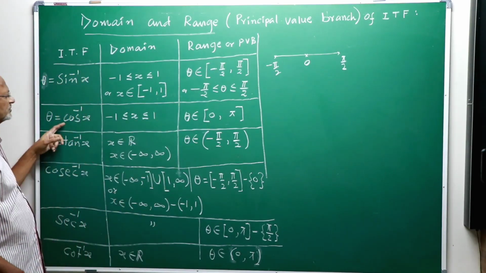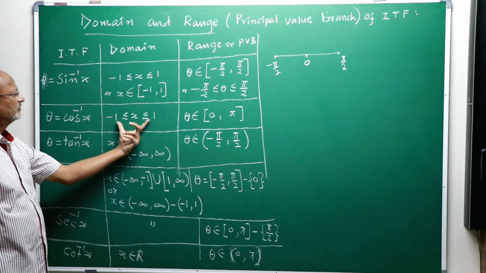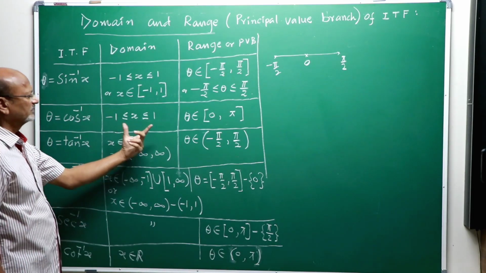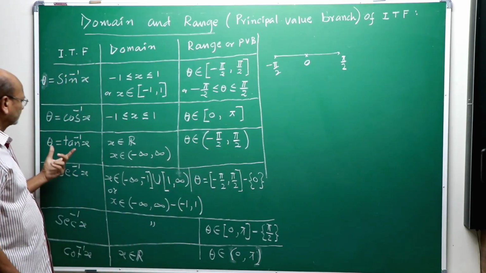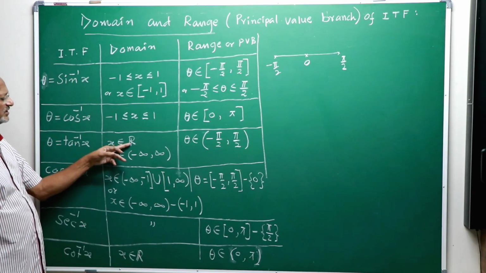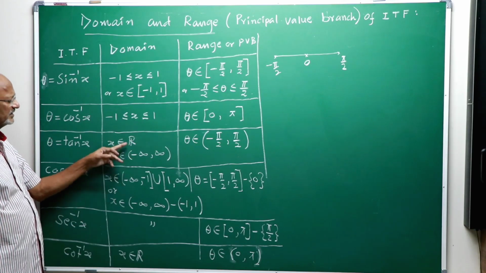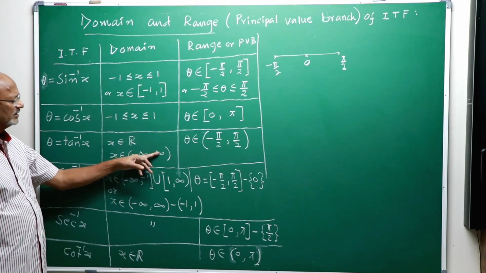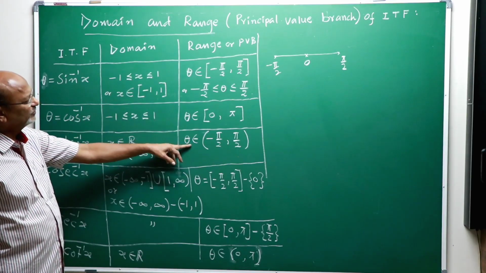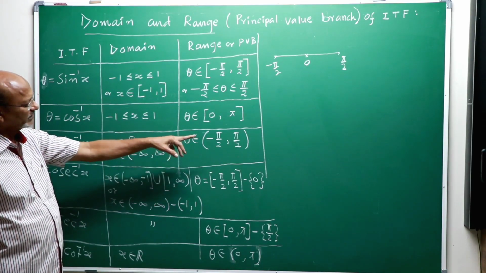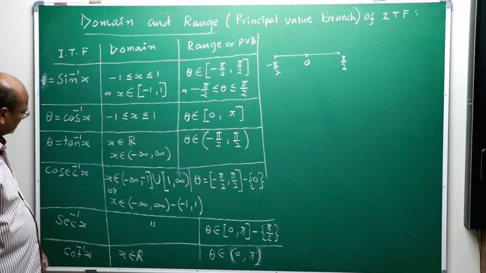Then this is for cos inverse x. Same, between closed interval minus 1 to plus 1. This is the range, closed interval 0 to pi. Yes, for tan inverse x, the entire set of real numbers. Otherwise, the same set we write as minus infinity to plus infinity. This is the principal value range: theta belongs to the open interval minus 90 to plus 90.